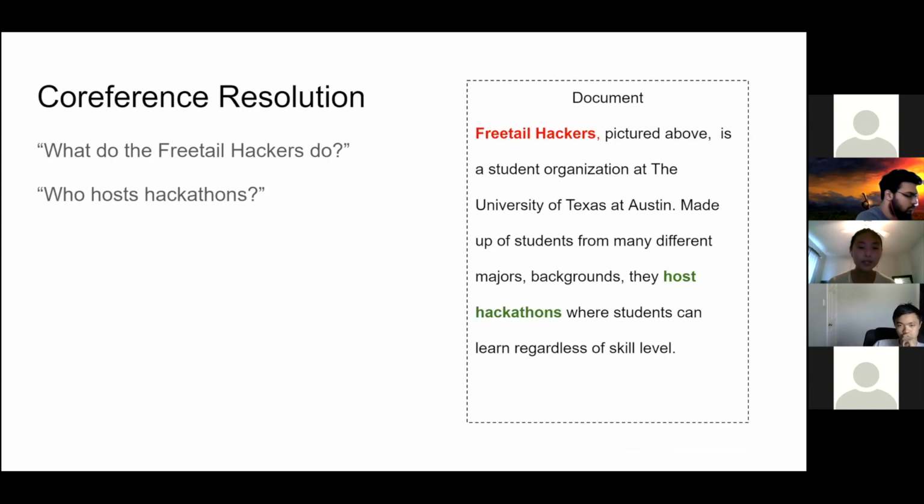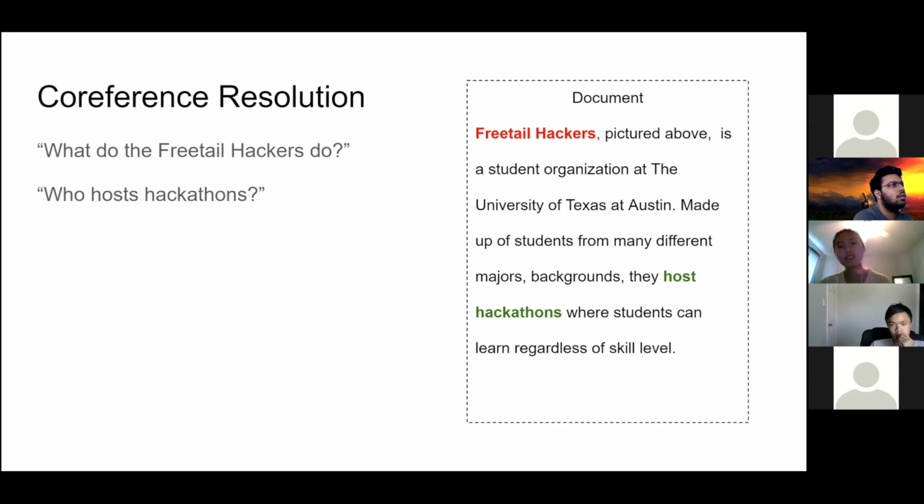Okay. Another big tool that is commonly used is co-reference resolution. For human beings, it's very natural to interpret co-references, which is when different words or phrases in a passage refer to the same entity, right? So here is an expanded document that talks about Freetal hackers in the first sentence, and in the second sentence, it talks about how it's made up of students from many different backgrounds, and they host hackathons where students can learn regardless of skill level. To you and me, it's very obvious. Okay, they means Freetal hackers.